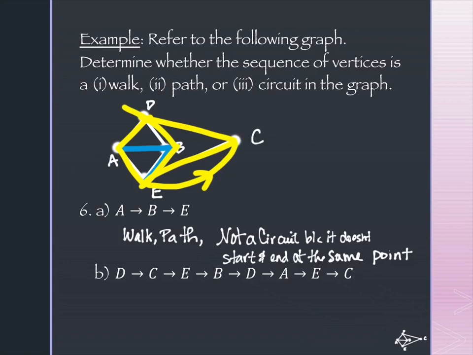Is it a walk? Yes, because I could draw it, it makes it a walk automatically. Is it a path? No. Why is it not a path?